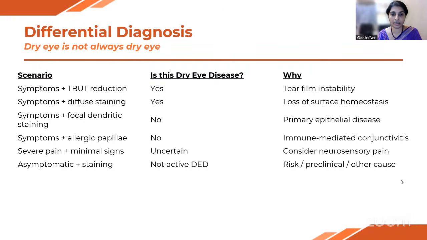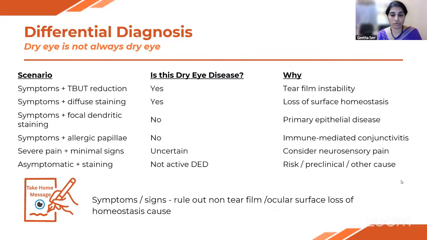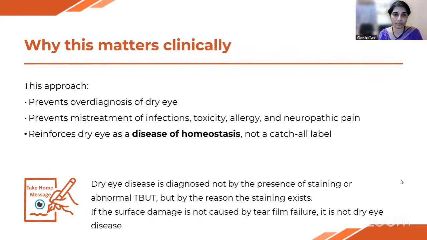The basic underlying factor in DUCE-3 is that the markers or signs earmarked for diagnosing dry eye disease should specifically arise from tear film instability or lack of homeostasis of the ocular surface. So you rule out a non-tear film or non-ocular surface loss of homeostasis cause to ensure that you're not dealing with a differential diagnosis. Why does this matter clinically? Because this prevents overdiagnosis of dry eye. It prevents mistreatment of infections, toxicity, allergy, and neuropathic pain. And it reinforces dry eye as a disease of homeostasis, not a catch-all label.